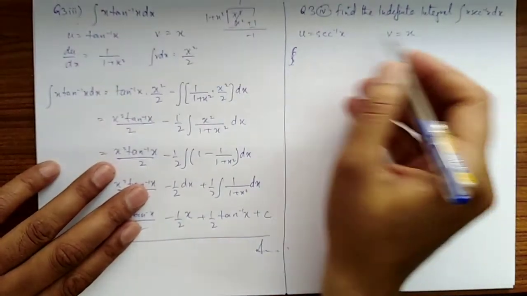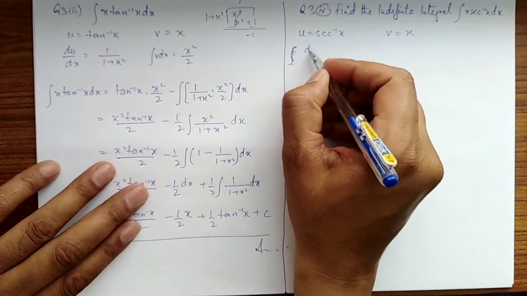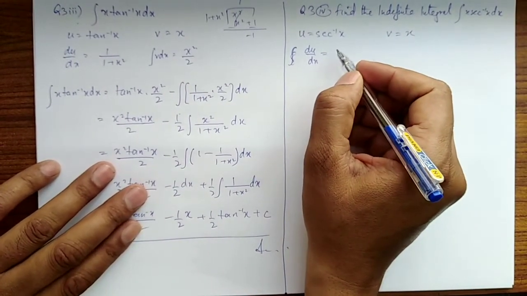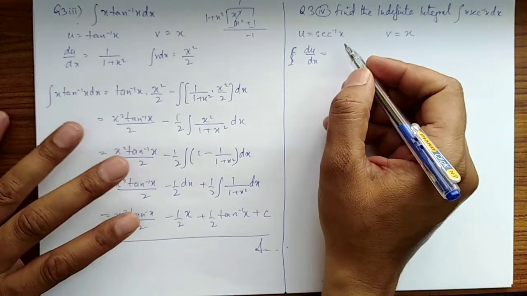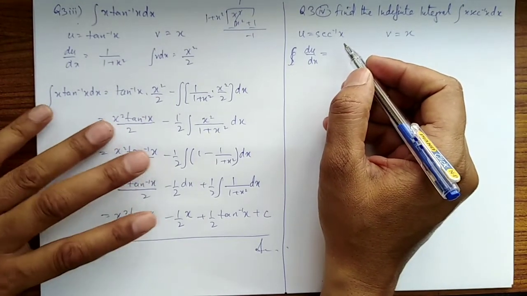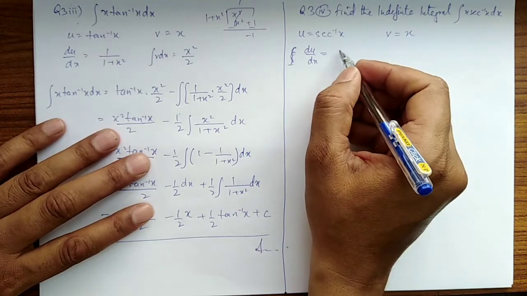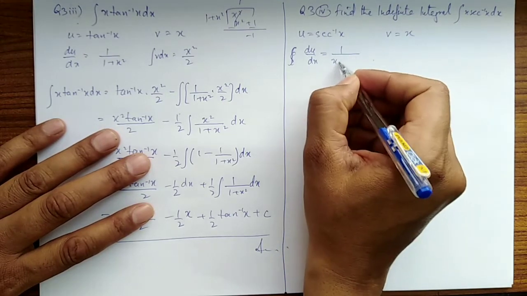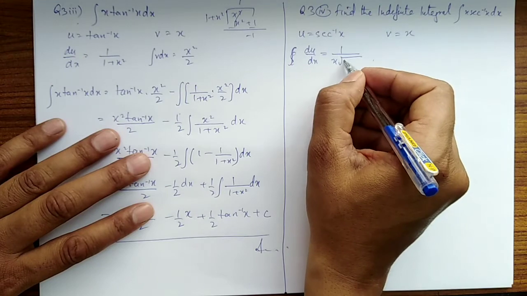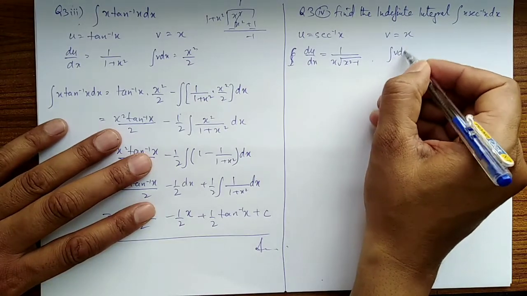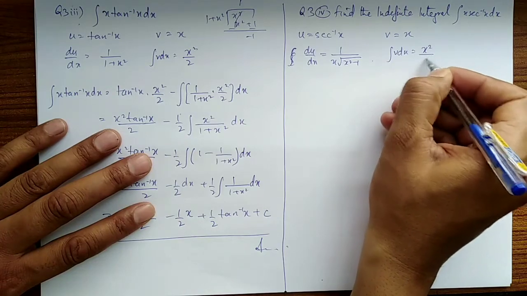Okay, continuing with this question, du upon dx, if you look into the inverse functions in chapter number 4, is equal to 1 upon x into root of x square minus 1, and the integral of v dx is x square upon 2.